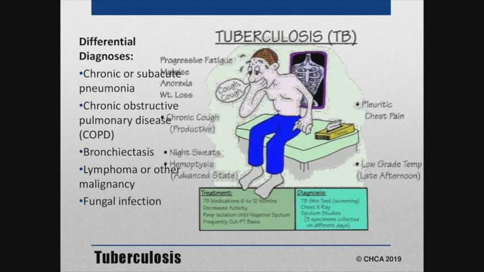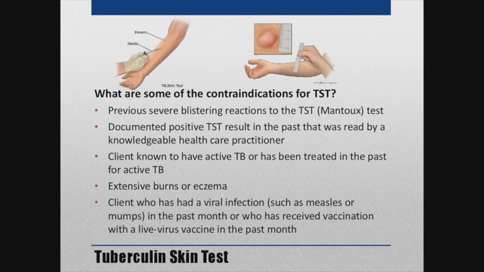There are many differential diagnoses, including chronic or subacute pneumonia, COPD, bronchiectasis, lymphoma and other malignancies, and fungal infections, which should also be considered and assessed for. The tuberculin skin test, as I mentioned earlier, can be provided and utilized to identify if anybody has been exposed before. Certainly, I didn't mention earlier that if anybody has excessive burns or eczema or other skin conditions, you would want to avoid those areas and look for an area that is not affected.